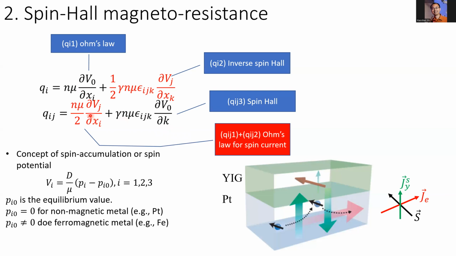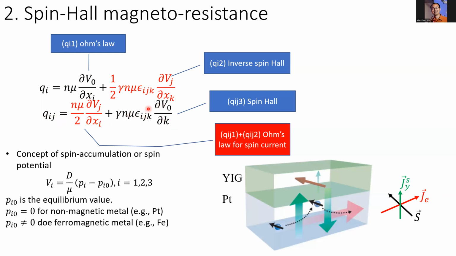Okay, so let's look at the mathematical description. Here we still have four terms. The first equation describes the charge current, and it's essentially the same as what we saw. This is Ohm's law, and this is inverse spin Hall effect. And the second equation describes the spin current. That looks quite different. Okay.